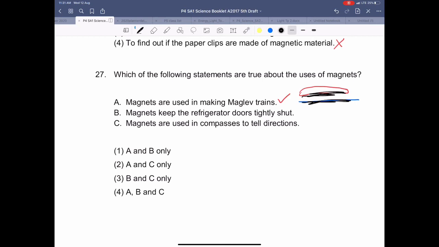Magnets keep the refrigerator doors closed tightly. This is also true. Magnets are used in compasses to tell direction. This is also true. So therefore, your answer would be A, B, and C, all 3.